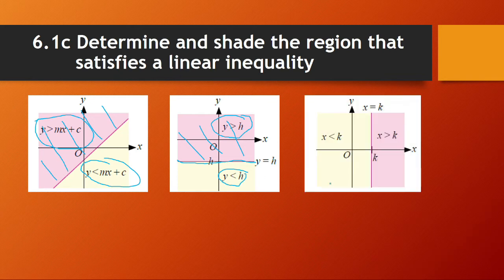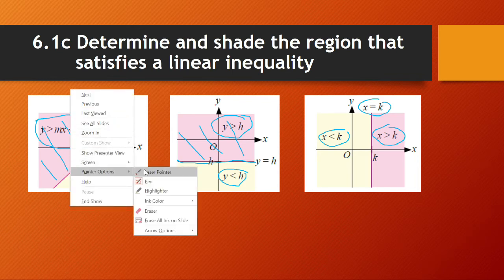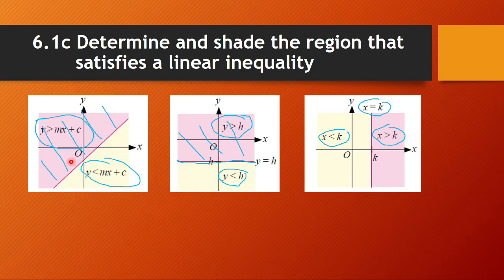And then if it is a straight vertical line like this, for x is equal to k, on the right will be x greater than k. On the left will be less than k. Can you remember? On top of the line, for example, we go back one more time: on top is greater than, below is less than. On top, greater. Below, less than. On the left, less than. On the right, greater than.